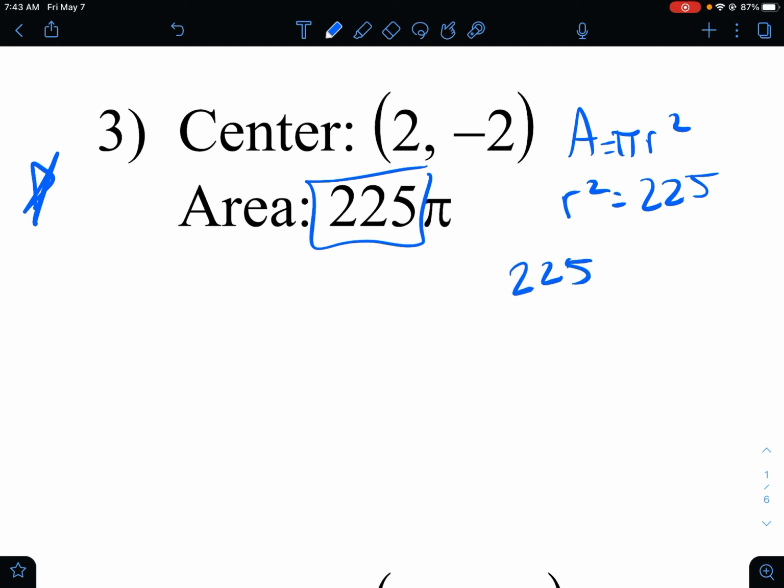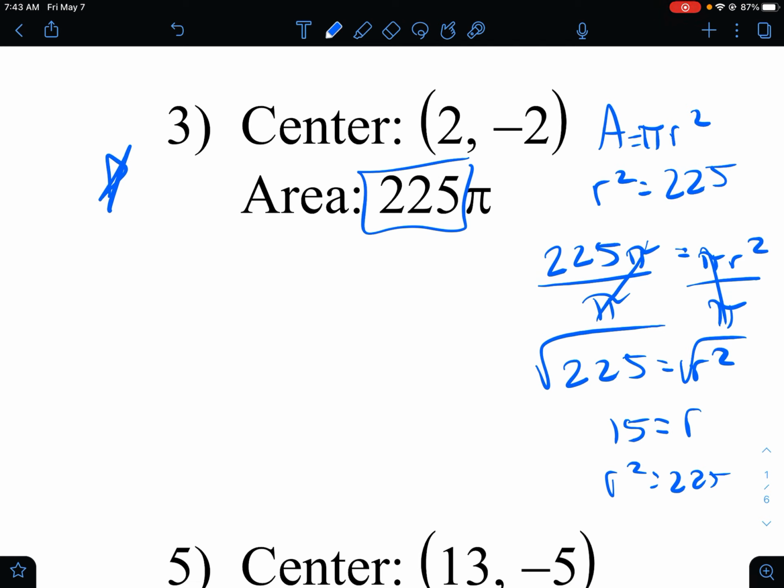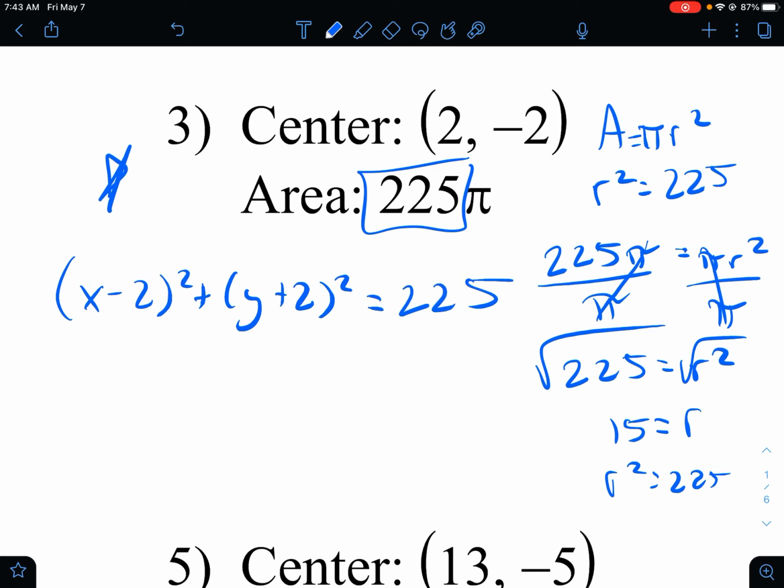So we get 225 pi equals pi r squared. Divide out the pi, and we get 225 equals radius squared. Then you take the square root, and we get that our radius is 15. So again, radius squared would be 225. We can put that into our formula. We would get (x minus 2) squared plus (y plus 2) squared, because you have to flip the signs from your center, and then equals our radius squared, which is 225.